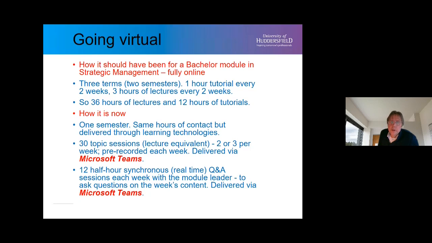And this is a very fundamental change. Not only are we moving our teaching online, but we're also restructuring the delivery of the programs as a result of COVID. And the online delivery, as I said earlier, the synchronous delivery, is delivered by Microsoft Teams. So that's a very significant change.